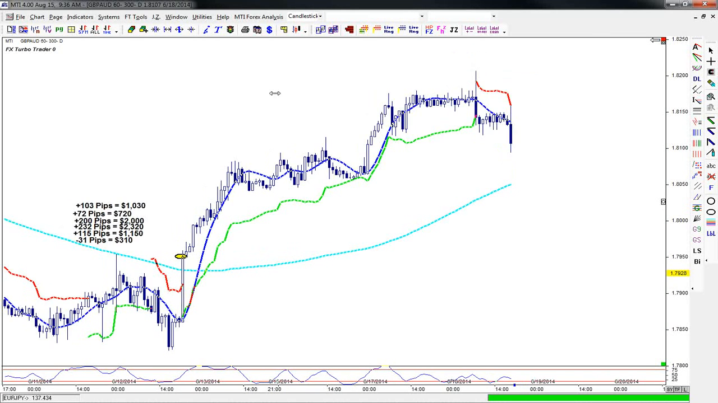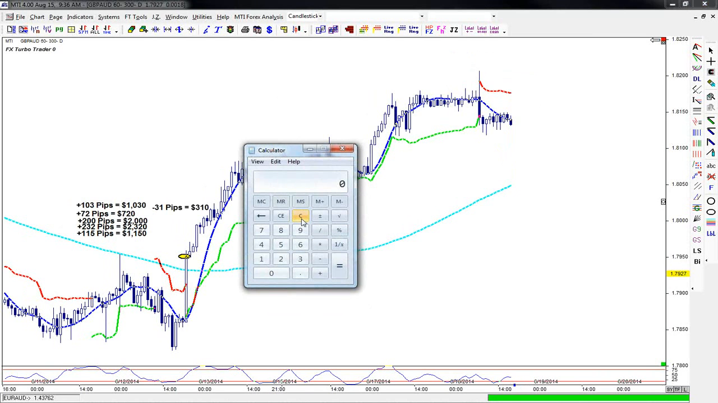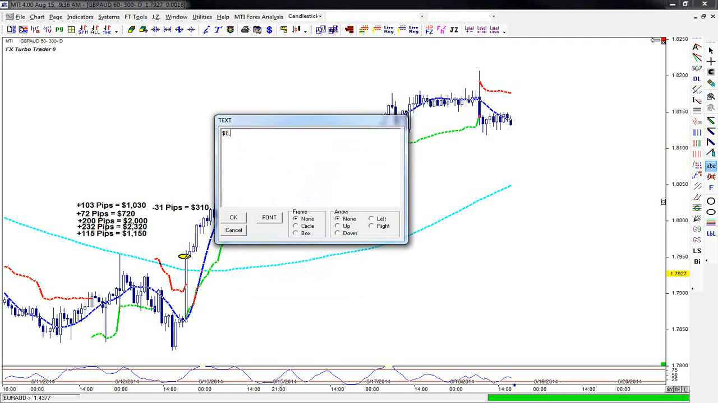So once again, let's take a look at where we're at. We've placed several trades. This is where we end up. Let's take a look at where's our profit? This was roughly a 6 week time frame. So we're up 1,030 plus 720 plus $2,000 plus $2,320 plus $1,150 is $7,220, minus our loss of 310 is $6,910 US dollars. So $6,910 US dollars profit in, we'll call it, 6 weeks time.